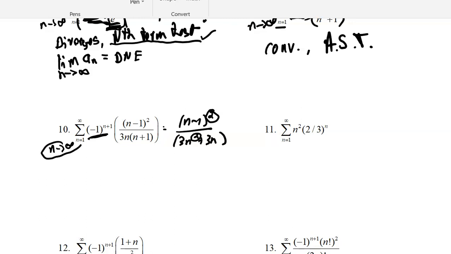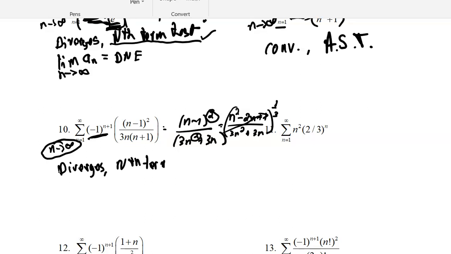As n goes to infinity then, let's even write this out one more time just so there's no question here. n squared minus 2n plus 1 if we simplify it, and then this is 3n squared plus 3n. So now as n goes to infinity with these degrees the same, this limit should be 1/3. And it has to be 0. So this one would diverge by the nth term test. And the reason it fails the nth term test is that our limit as we go to infinity for the series or sequence would not exist.